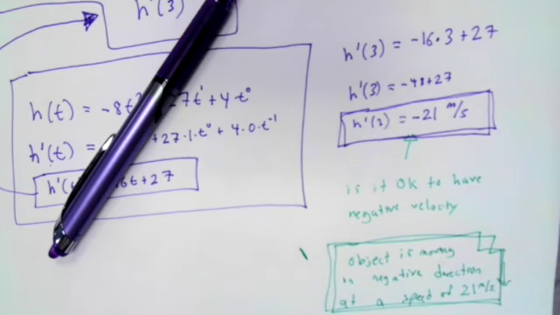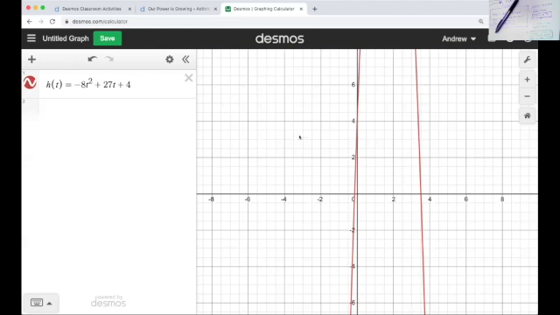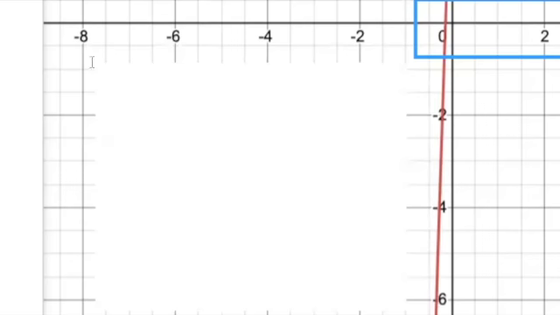What I'm trying to say is that to check where the ball hits the ground, that's the same thing as saying, where is the height of the ball? When is the height of the ball equal to 0? No, I wouldn't. That's an excellent point. Thank you for clarifying that.